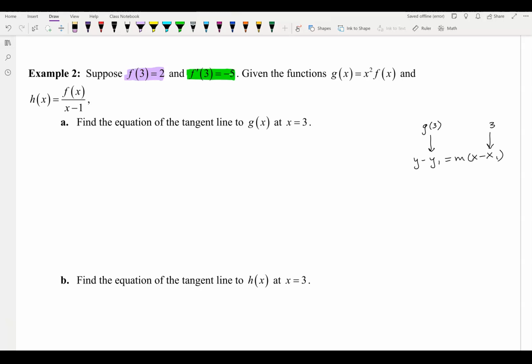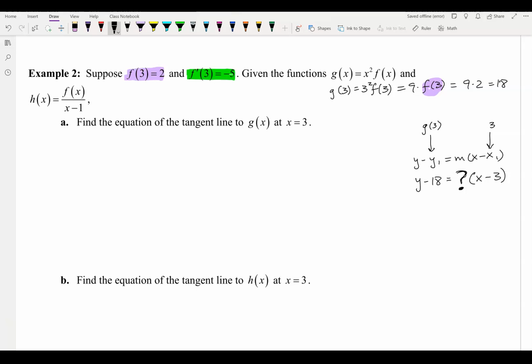Okay, and so we come up here and we say, all right, well, g of 3 is going to be 3 squared times f of 3. And that's 9 times f of 3. Gosh, if only I knew what f of 3 was. But I do, because it's in purple in the question. That's going to be 9 times 2, which is 18. Okay, so far we've got y minus 18 is equal to, I don't yet know the slope of my tangent line. I'm going to need a derivative for that. And I have x minus 3 here. Okay, so far we've just found the y value on g of x that corresponds with 3.